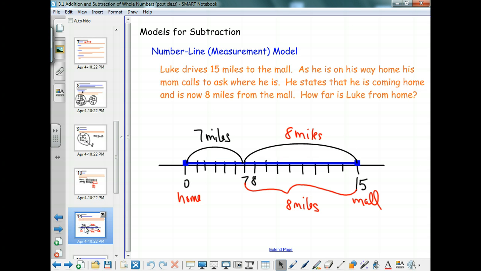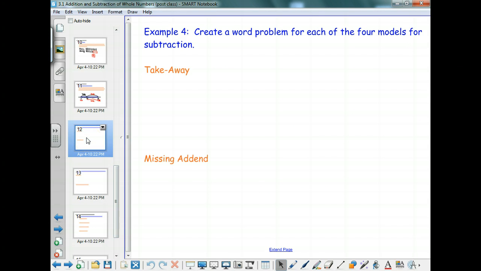And the last one we talked about was this number line measurement idea, the idea of measuring a distance or a length of something and then taking part of it off, but from a measurement perspective instead of from an actual counting perspective. So what I want you to do in groups is the next 2 slides. You're going to create a word problem for each of those 4 models, you and your partner.